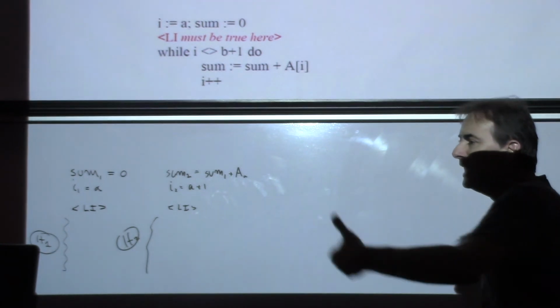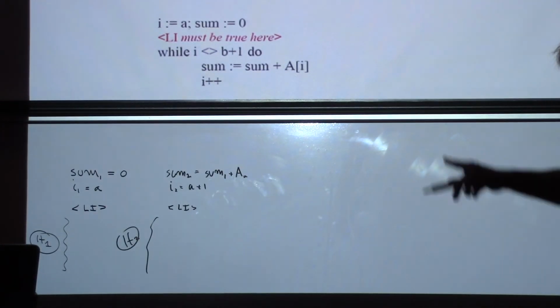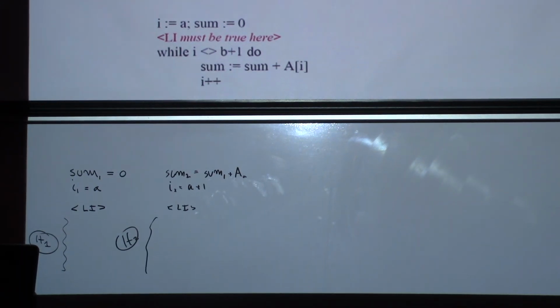Okay, what do we actually do in iteration number 1? What is the job of iteration number 1, which is those 3 statements? While I less than B plus 1, do sum is equal to sum plus A of I, I plus plus. What are we doing there? Adding them. We're adding into sum which element? The ith element.